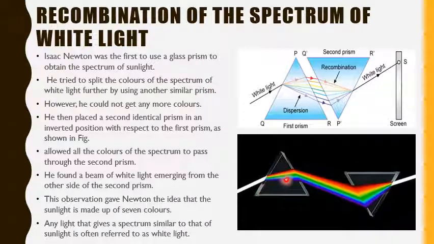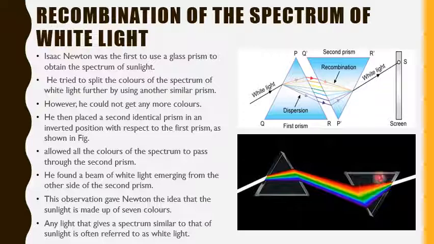Now what he thought was, once I send the light through a glass prism, I am getting 7 colors. So if again I put a prism over here, I may get 7 into 7. That is 49 colors. That is what he thought of. But it was not true.